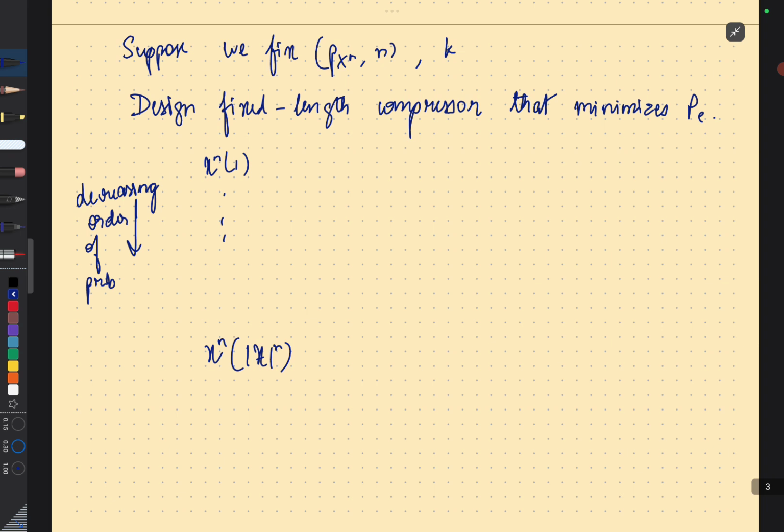So which 2 to the k possible source sequences should we represent correctly? The rest of them we can't do anything, because we are fixed by the rate. We can't represent more than 2 to the k possible source sequences. So which of those 2 to the k sequences should you choose? It should be those which have the highest probabilities. All right. So then you represent the first sequence by the all zeros code word.